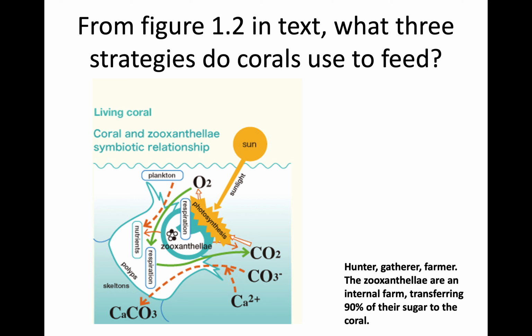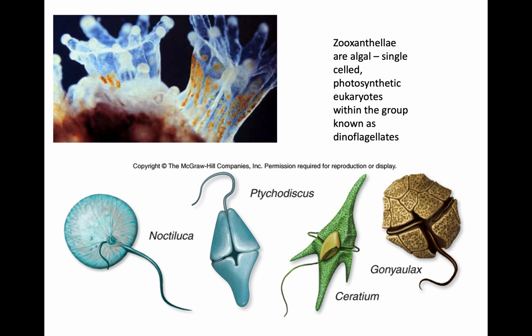And so basically the zooxanthellae are a specific group of algae that live inside there, and they transfer 90% of their sugars to those corals. Notice the use of carbon dioxide and the use of making bicarbonate and using that to make their exoskeletons. That's another important thing that's going on in their little mini ecosystem. So here are some of the different groups of zooxanthellae, also known as dinoflagellates.